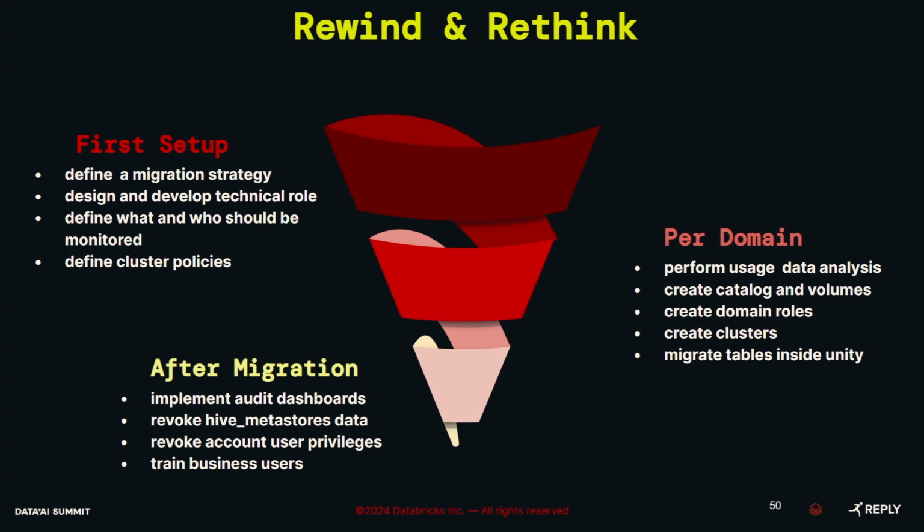For each domain, we then performed an analysis to understand which data are used. Using the strategy and the rules defined in the previous step, we started with the operational part of the migration: creating catalogs, specifying roles, domains, resources, and then migrating the data assets. After the migration, we implemented the dashboards, revoked the old permissions and access, and trained the users. It was the last part of the migration, and we defined the best practices. The best practices should be at the top of this slide.